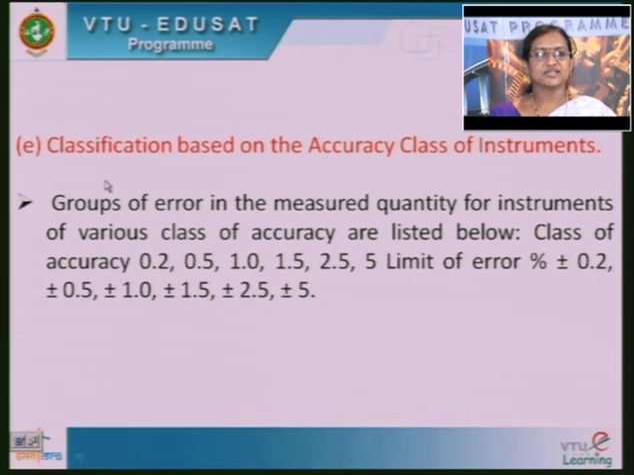Then the final classification is based on accuracy. Whenever we measure a value using an instrument, the tolerance limit should not be more than plus or minus 5%. In some cases, it should be plus or minus 2.5%. In other cases, it should be plus or minus 0.5%, plus or minus 1%, plus or minus 1.5%, or plus or minus 2.5%. The maximum tolerance limit you consider is plus or minus 5%. This is based on the accuracy class of instruments.